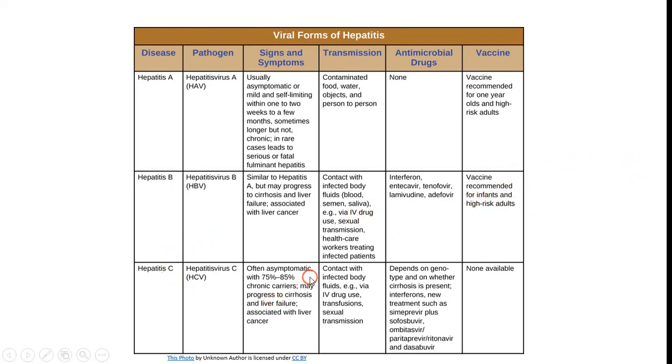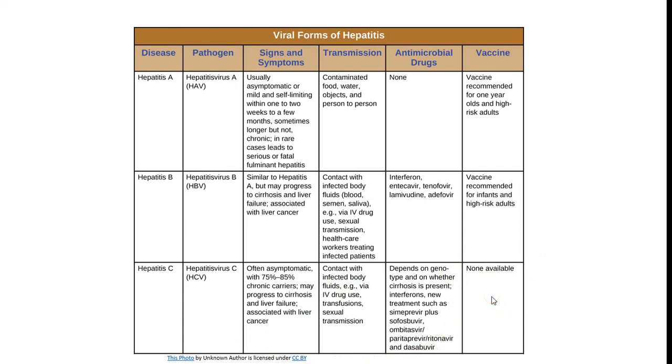Hep C is chronic. Whereas the other two were generally more acute, this one is going to be chronic in 75% or more of the cases. Because it is chronic, it does generally lead to complete liver failure and cirrhosis, which means that part of the treatment is going to be a transplant. How do you get it? Generally speaking, it's through contact with infected needles, even though to a lesser degree sexual transmission can occur. And there is no vaccine for Hep C.